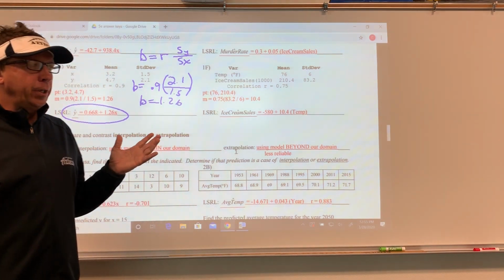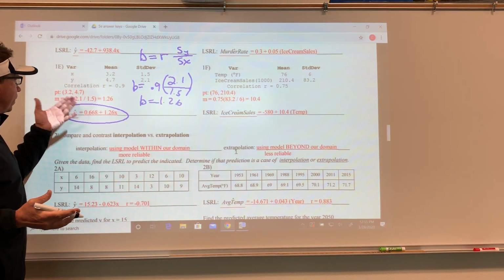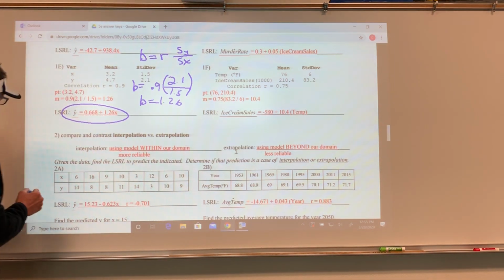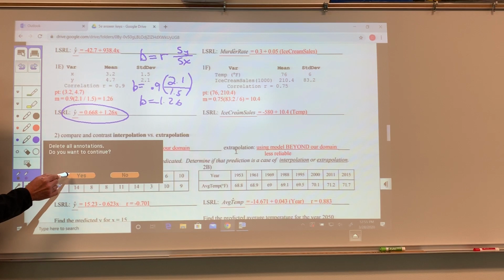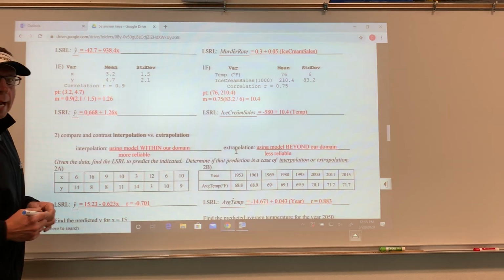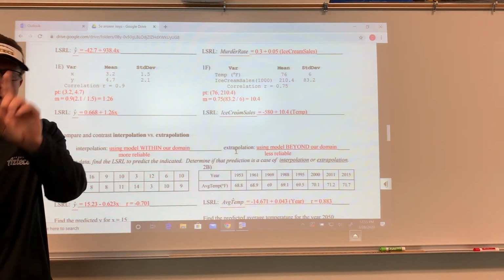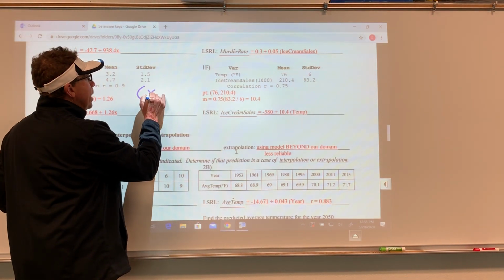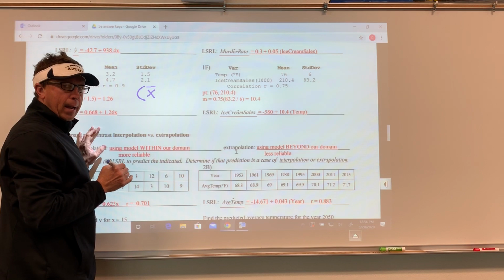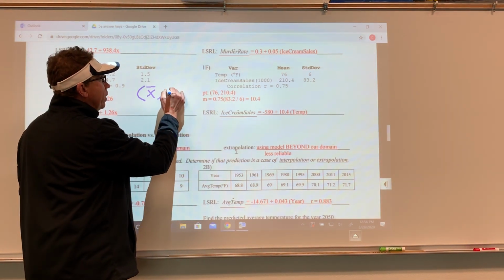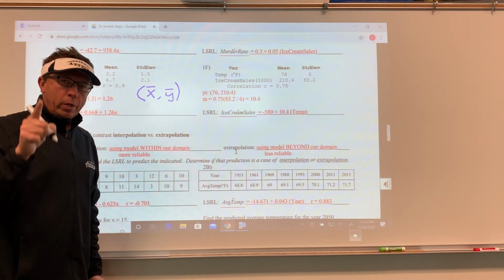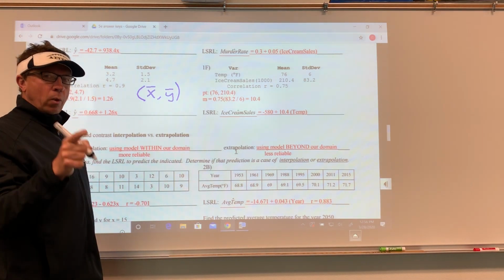There's a lot of things you can do. Point slope formula, I have some of that here, but it's pretty easy to do. One of the things you've got to remember in any least squares line, there is one point that is guaranteed to be on that line. That point is the average of the x's called x bar, and the average of the y's called y bar. X bar, y bar will always be a point on the least squares line.